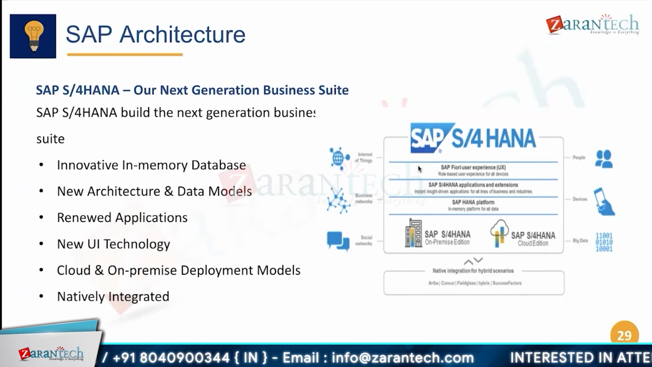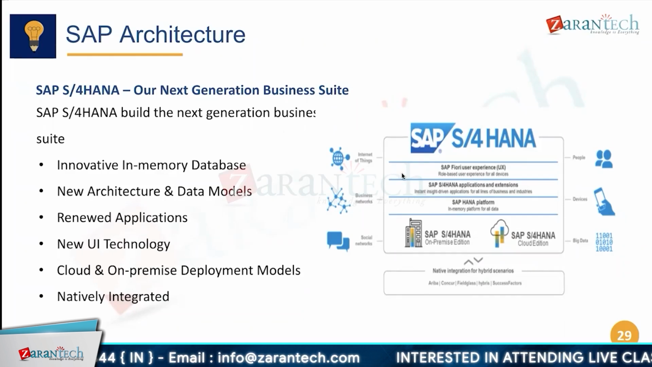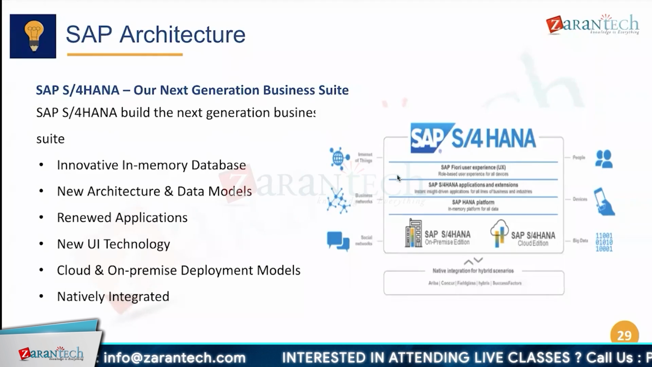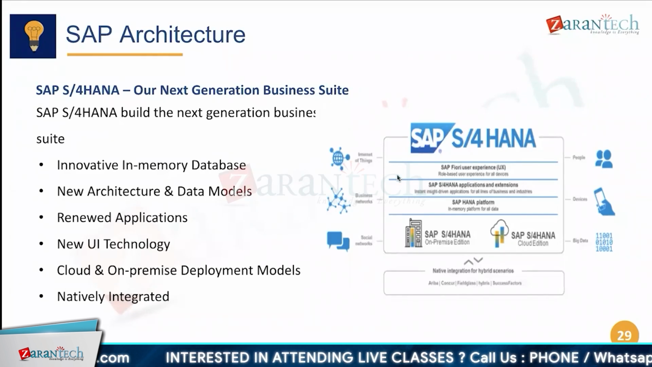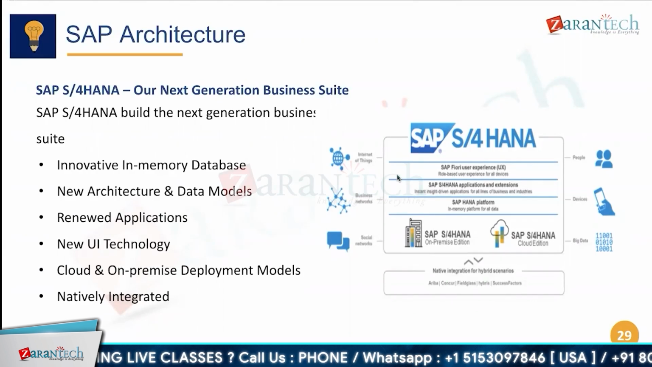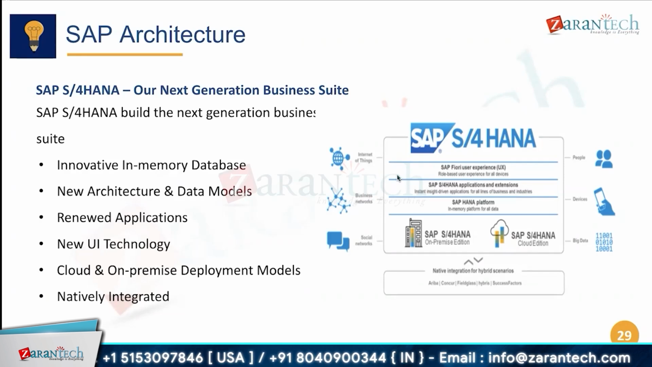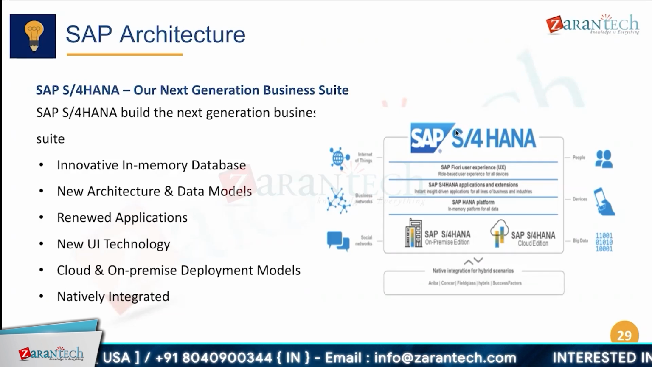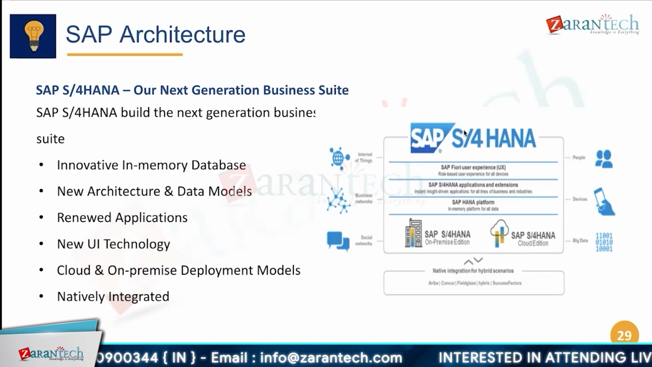ERP can be installed on any database. You can install it on a Sybase database, on Oracle, on DB2. Various databases are there. But what SAP did in 2011, as I told you, was introduce HANA. So SAP S/4HANA. What does the S mean, and what does the 4 mean? What does S4 mean? Anybody knows?